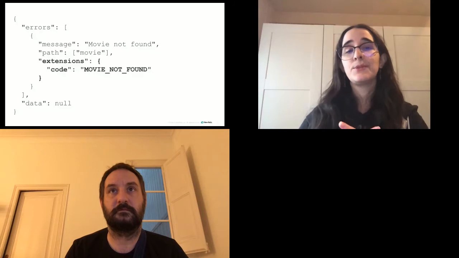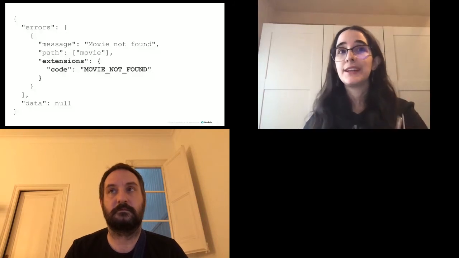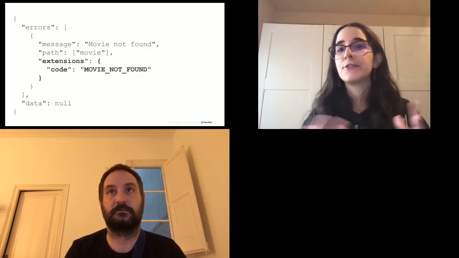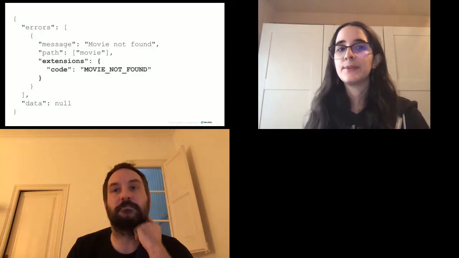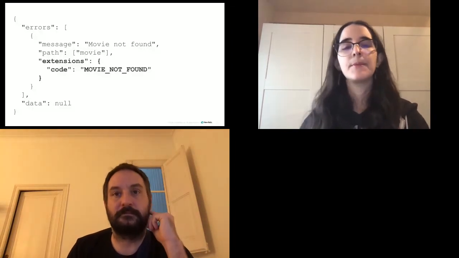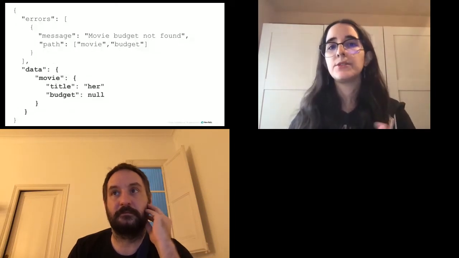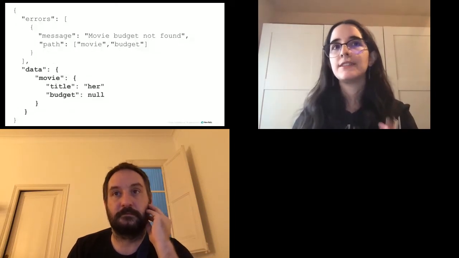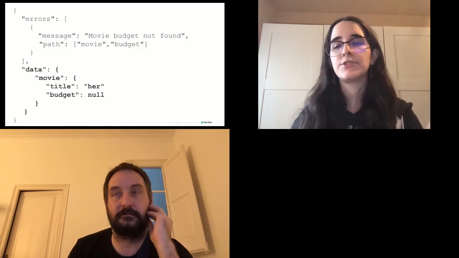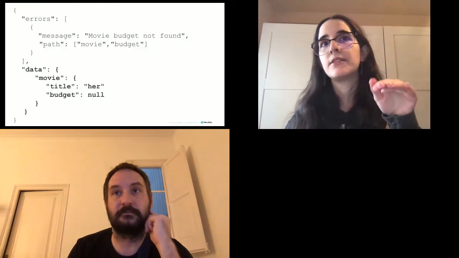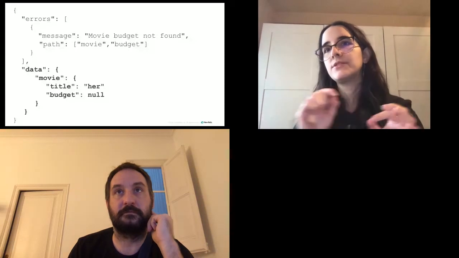Another really cool thing of using errors correctly in GraphQL is that you get partial responses. If, for example, your service has to call another service to get the budget of a movie, as we said before, and that upstream service is unresponsive, we could still provide other information, such as the movie title, as shown here. And we get in the error exactly the part that failed, which was just getting the budget.